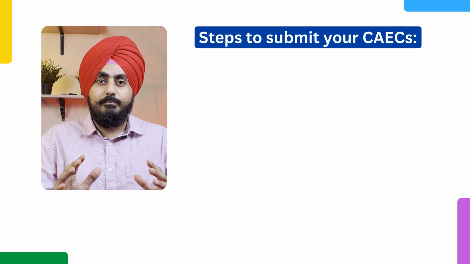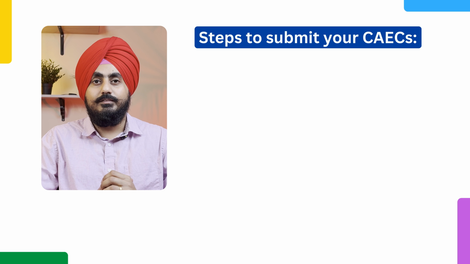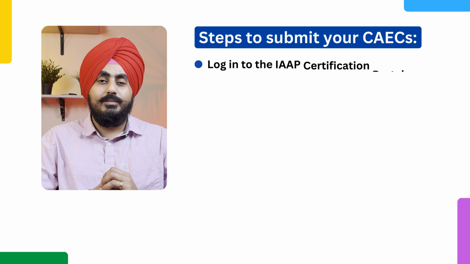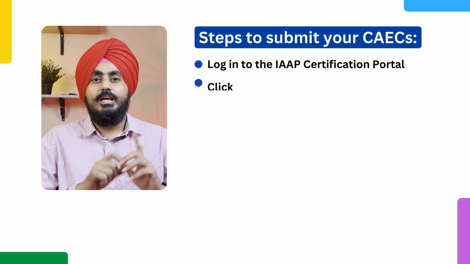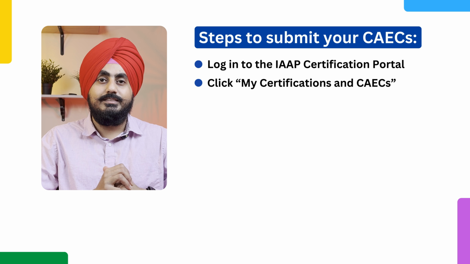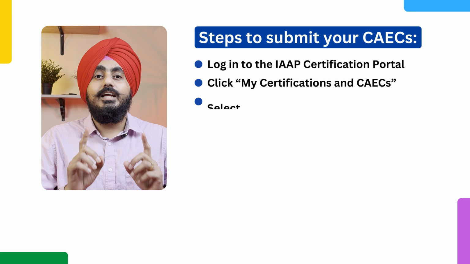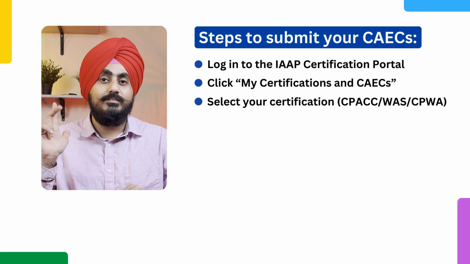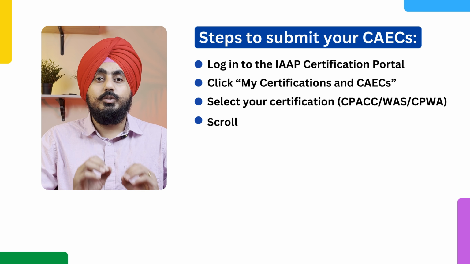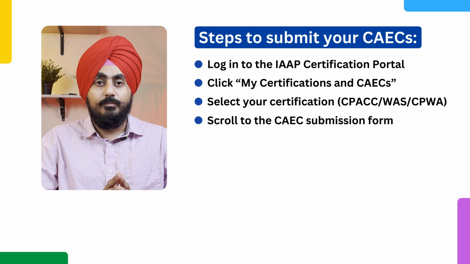Here's the step-by-step guide to submit your CAECs. Log in to the IAAP certification portal. I will put that link in our description. Click on My Certifications and CAECs. Select your certification, whether it's CPACC, WAS, or CPWA. Scroll to the CAEC submission form.